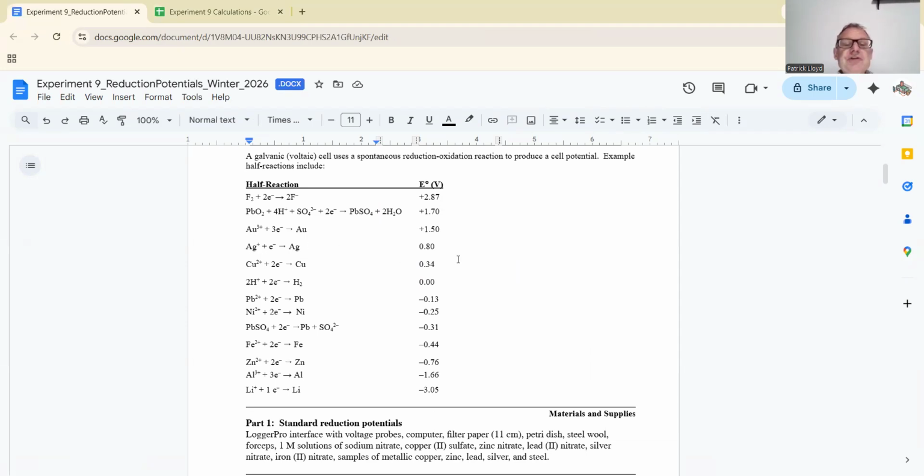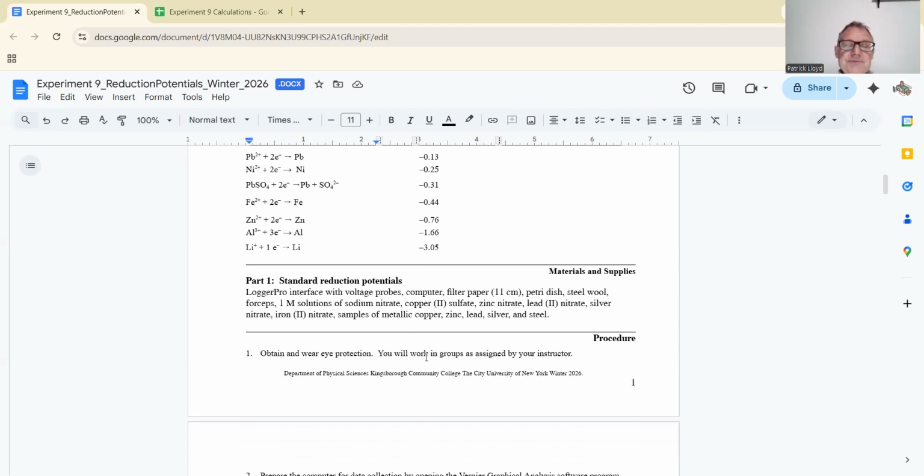Silver is here at 0.8 volts. Copper 2 is here at 0.34 volts. Lead 2 is here at negative 0.13 volts. Iron 2 is here at negative 0.44 volts. And zinc is here at negative 0.76. So we'll need those numbers for our calculations.